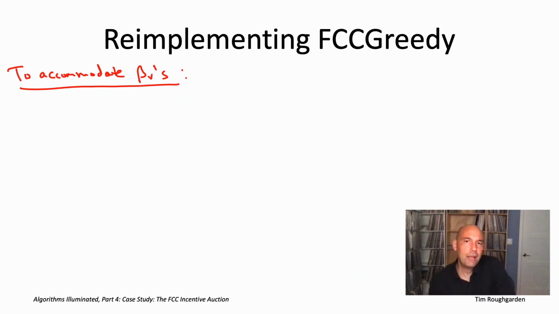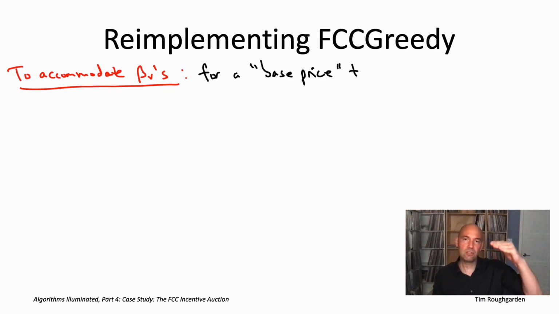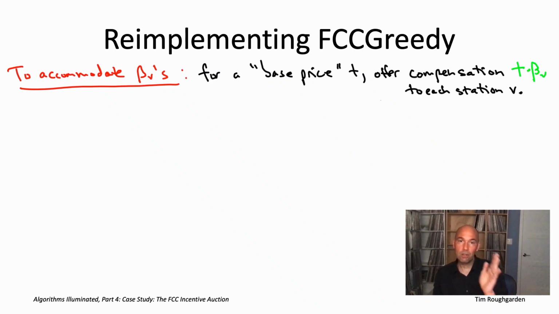As you might expect, the way to emulate station-specific multipliers, the way to emulate the beta sub v's, is to make use of station-specific offers in each iteration. And it's going to be quite simple. So we're again going to have what I'm going to call a base price, the parameter t that we were using on the previous slide. That's again going to be descending in each iteration. But now you don't necessarily offer a compensation t to a station in a given round. Rather, you offer them compensation t times beta sub v. So the bigger the beta, the more the offer of compensation to that station v.